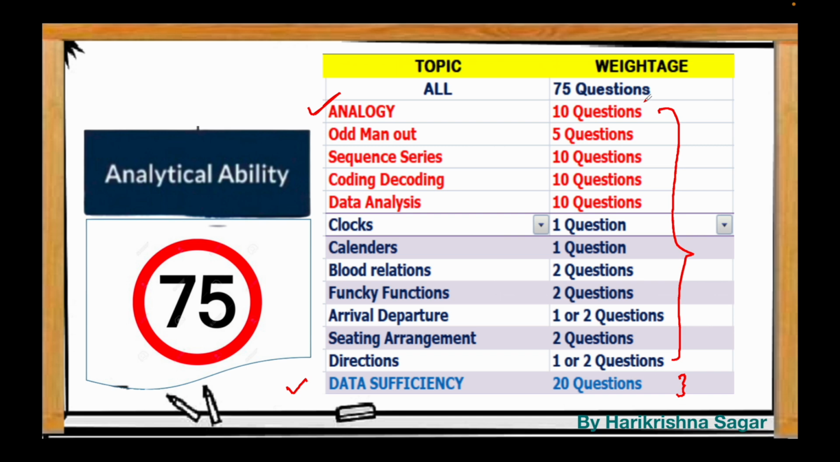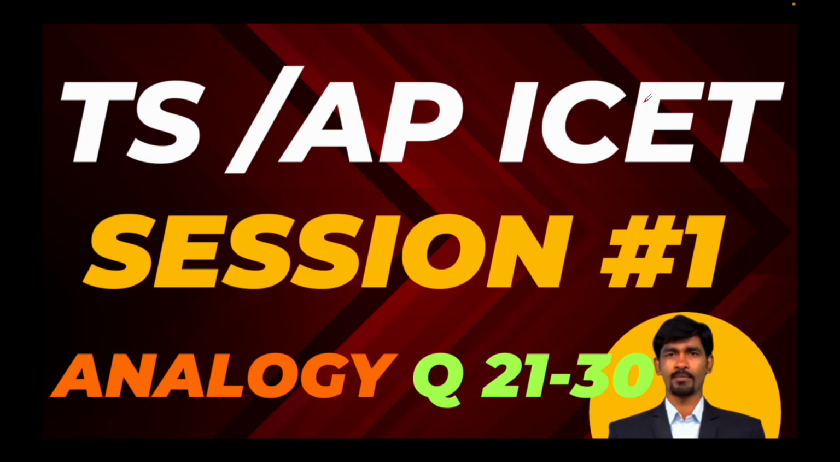Analogy is a very easy module and it's a scoring module in the ICET examination because we have 10 marks of weightage. And it's a very simple concept to understand. Only with more practice, you will be able to get a good score in analogy. So let's start with session 1. Questions on analogy which are given in the TSICET paper, question number 21 to question number 30. I have collected, as they are, the questions given in the 2023 TSICET paper and I am discussing those questions.